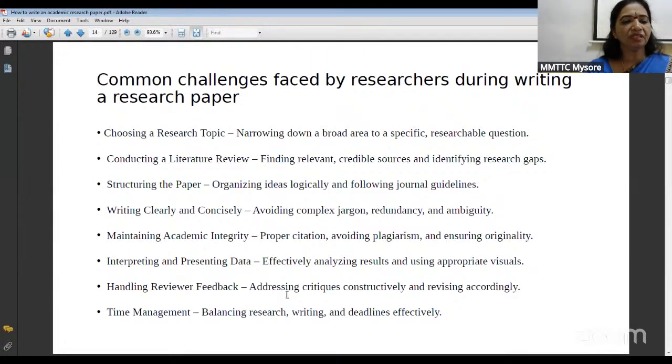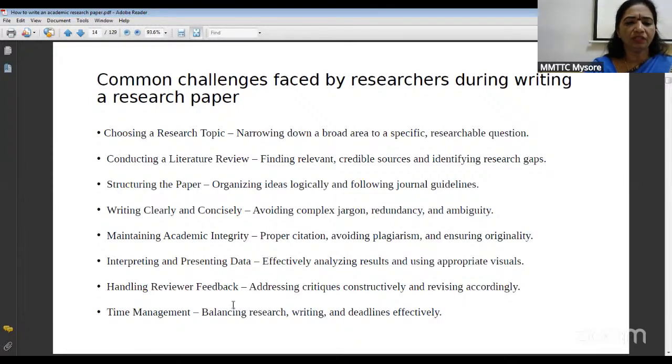Next is interpreting and presenting the data, which is also very important. You should have proper methods to analyze your data and come out with a proper discussion. Handling reviewer feedback: many times, even after you address the issues, reviewers are not happy and they reject your paper. Therefore you should be careful in handling reviewer feedback, and take it positively. You should address these critiques or comments constructively and incorporate them in your paper, so that it enhances the quality of your paper.